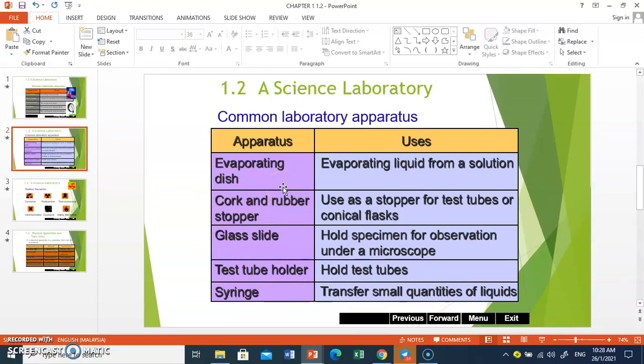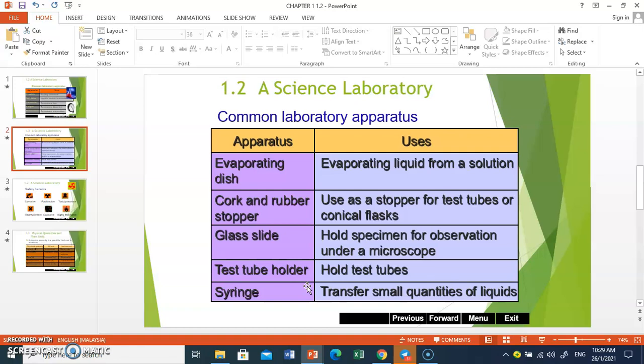Evaporating dish, mangkuk sejat or piring sejat, okay? We use it to evaporate liquid from a solution. Cork and rubber stopper as a stopper for test tubes or conical flasks. Glass slide, to hold specimen for observation under a microscope. Test tube holder, to hold test tubes, and syringe, to transfer small quantities of liquid.